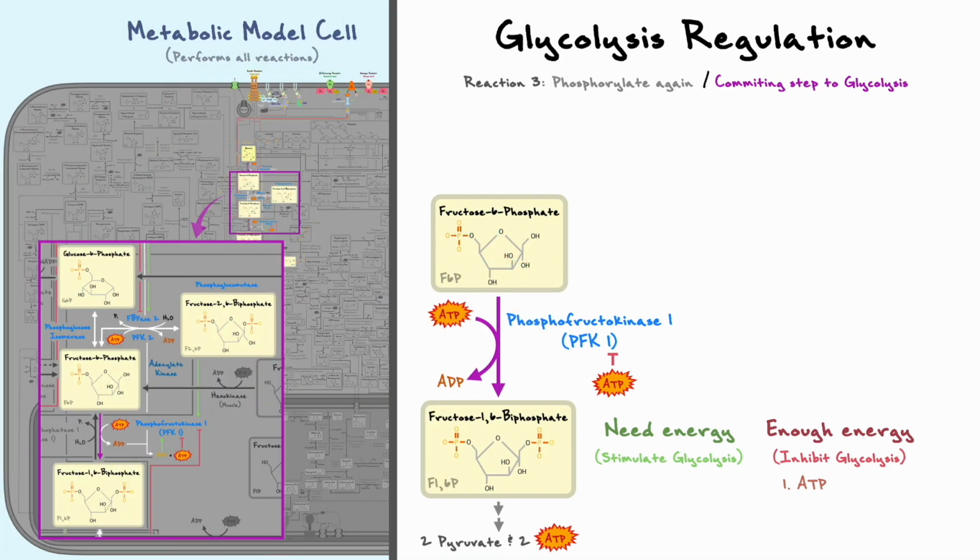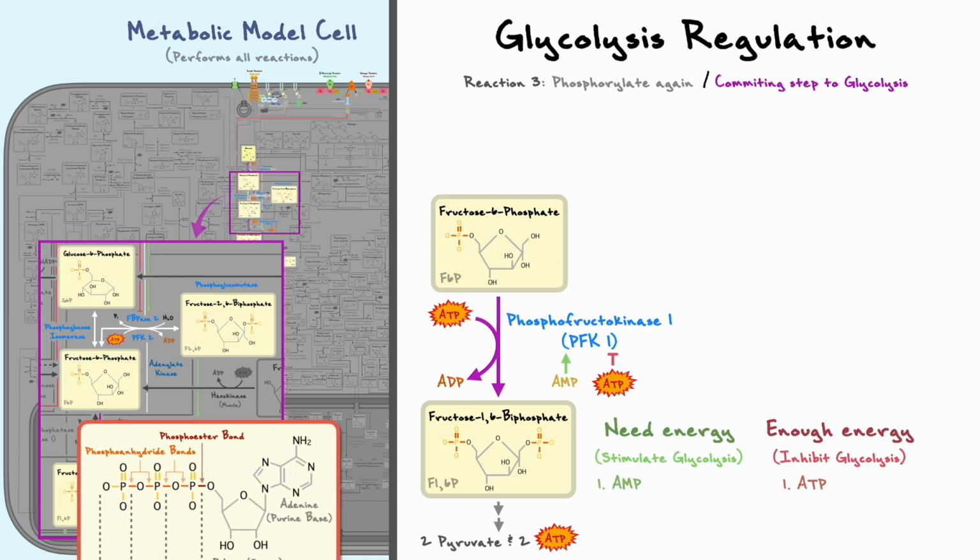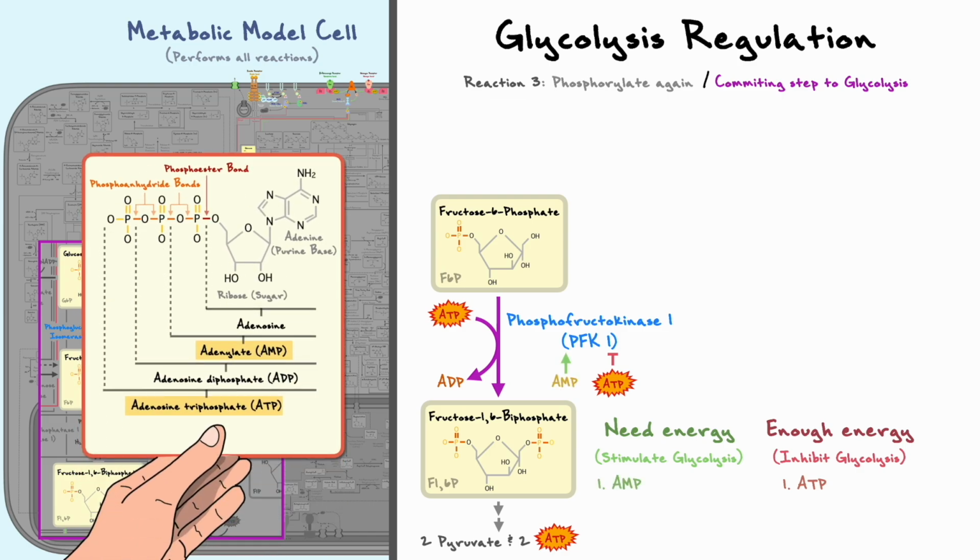Conversely to this, PFK1 gets allosterically stimulated by AMP. Recall that AMP is simply ATP with two less phosphate groups. Since the energy in ATP comes from the loss or hydrolysis of its phosphate groups, you can interpret AMP to be an indicator of low energy as it represents a depleted pool of ATP. Hence, it makes sense that AMP stimulates PFK1 to produce energy.